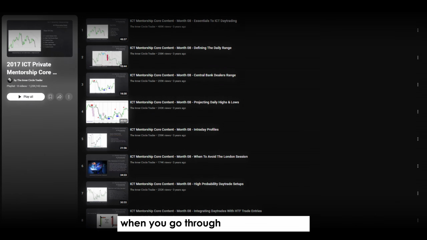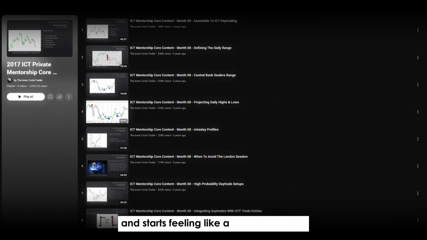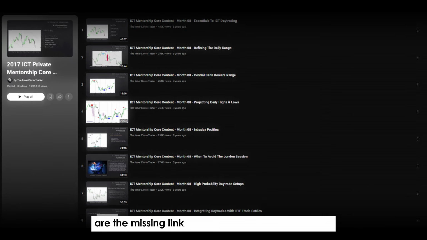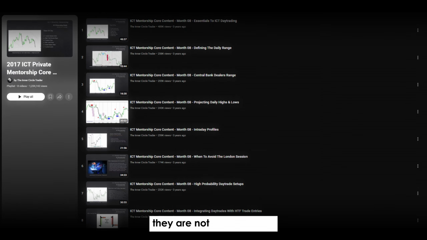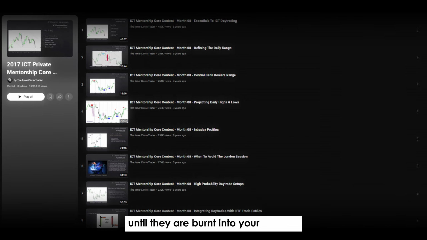When you go through these 4 months, you stop seeing the market as random. You start seeing a pattern: liquidity building, manipulation, displacement, rebalancing. Every move becomes logical, and that's when trading stops feeling like guessing and starts feeling like reading a script. These playlists are the missing link between theory and execution. They are not quick lessons. They are meant to be studied, rewatched, and applied on your charts until they are burnt into your instincts.